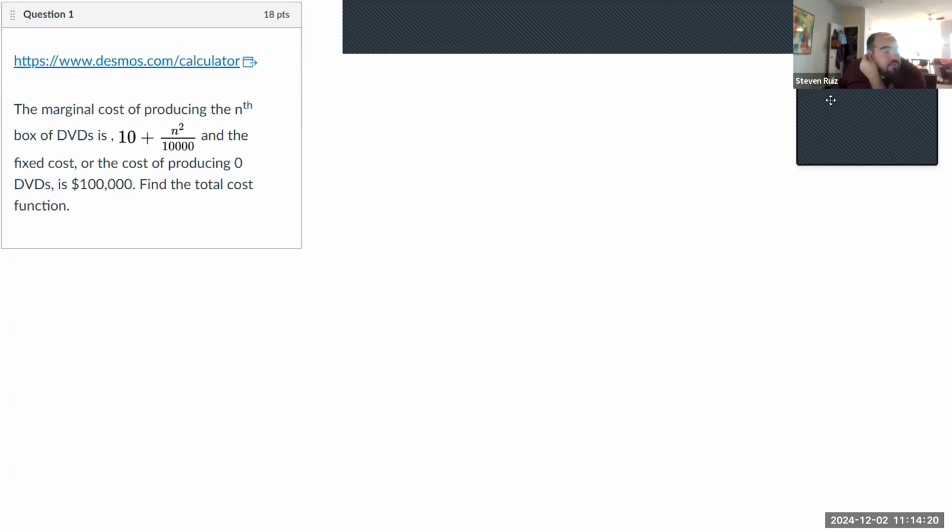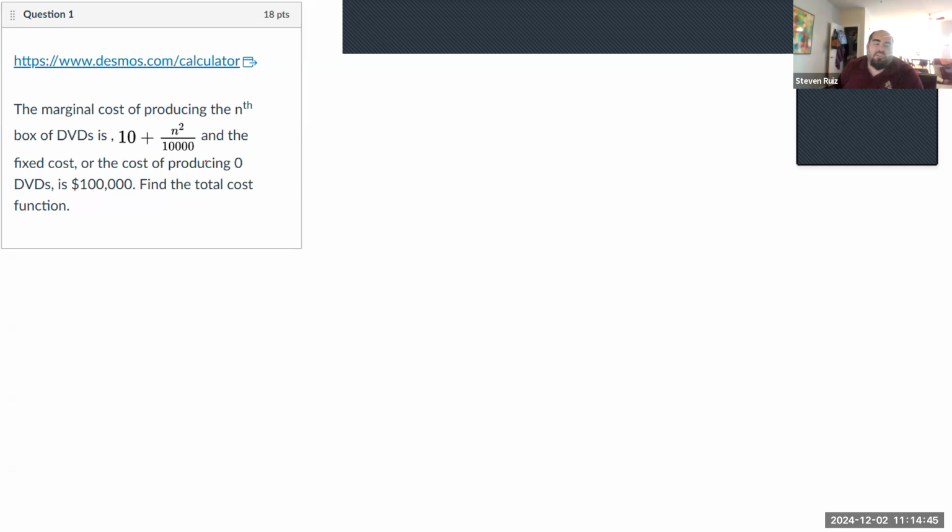All right, let's go over the questions from exam 3. So question 1, you have two pieces of information. You have an expression for the marginal cost, and you also have the fixed cost. And from that, you're asked to find a total cost function. So what you're essentially being asked for is an antiderivative. So let's find the antiderivative first.